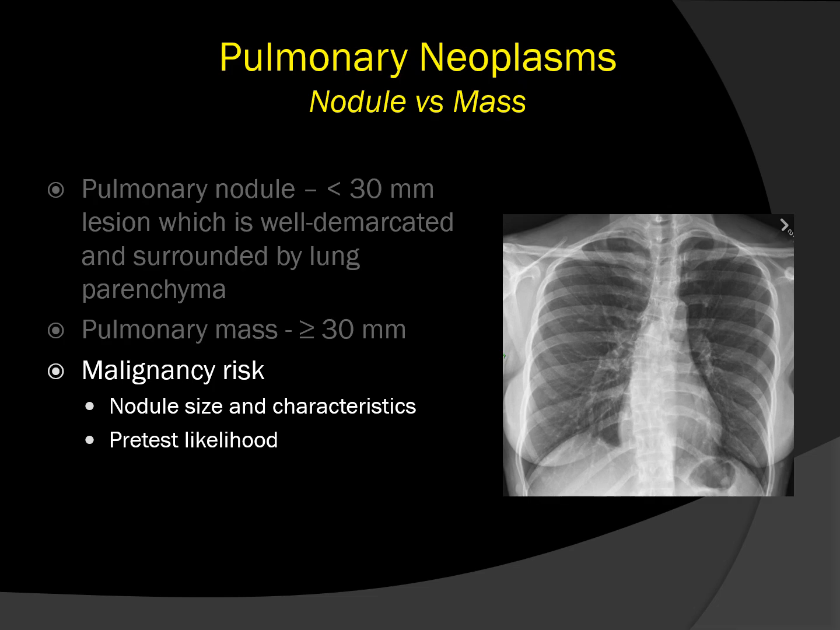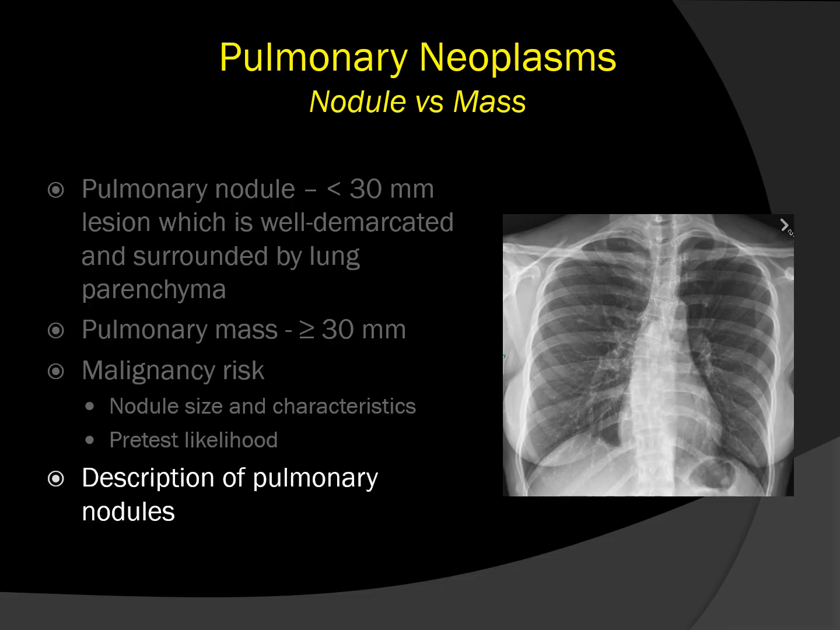The malignancy risk of nodules is related to the size of the nodule, obviously the larger, the higher risk, and its characteristics. Another factor we take is a pretest likelihood. For example, a 5 millimeter nodule in a non-smoker is much less likely to be cancer than the same size nodule in a heavy smoker. And that's because the incidence of lung cancer is already higher in smokers than non-smokers, so any nodule we stumble upon is suspicious. So we need to be able to describe these nodules to help us know what to do about them.